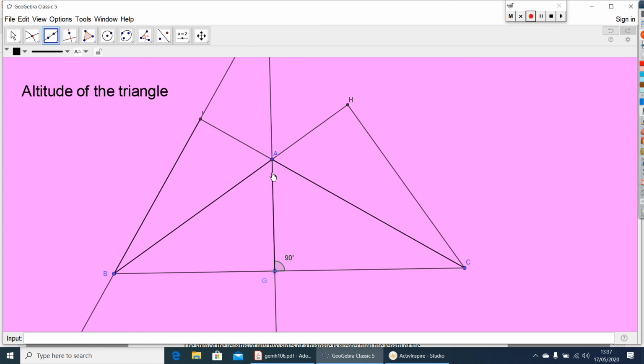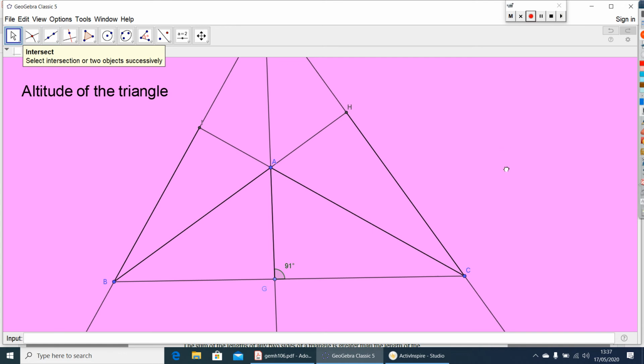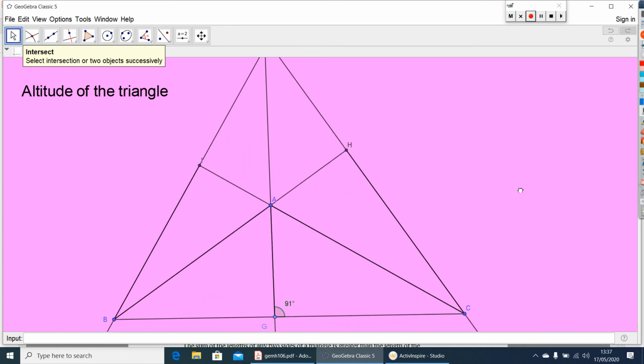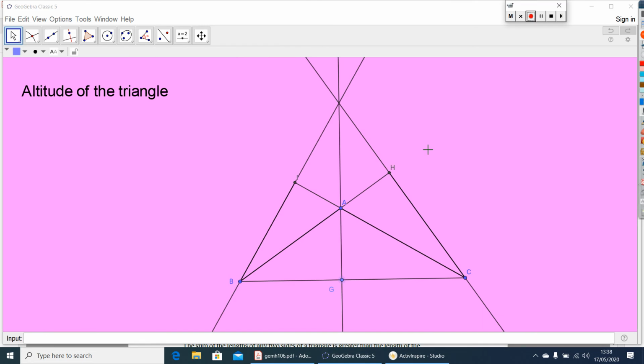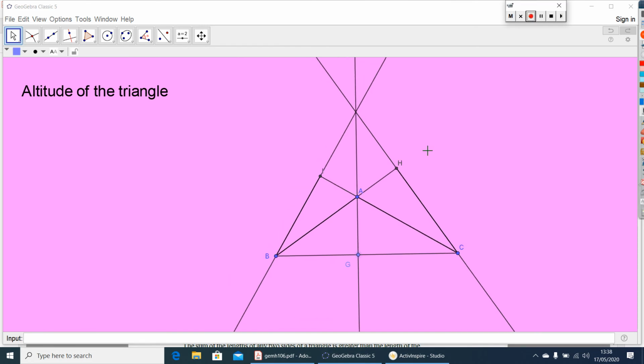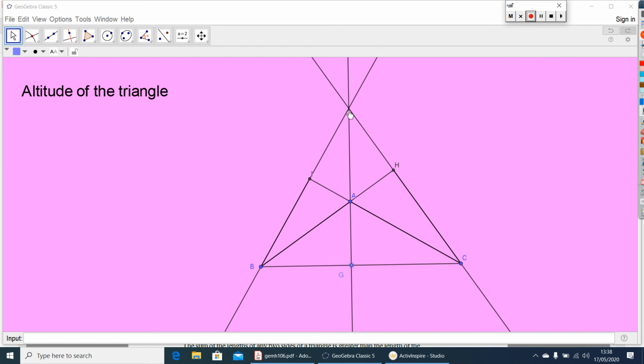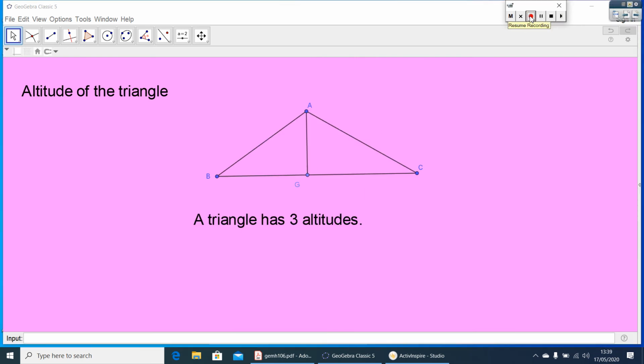So if you draw a line through these altitudes, you can see all altitudes are meeting in a point. They all will intersect each other. All the altitudes meet here in this point. So you can draw 3 altitudes for a triangle. So you can write a triangle has 3 altitudes.